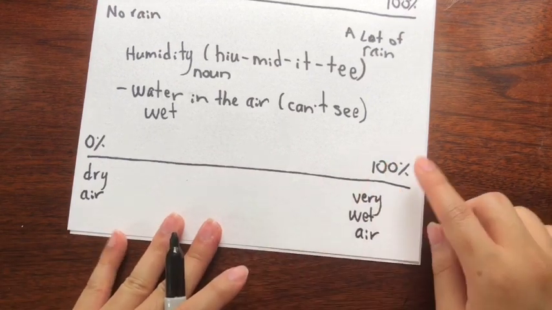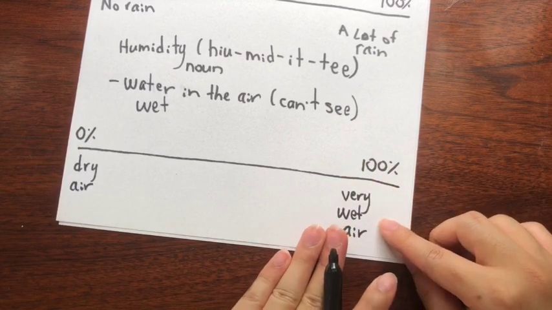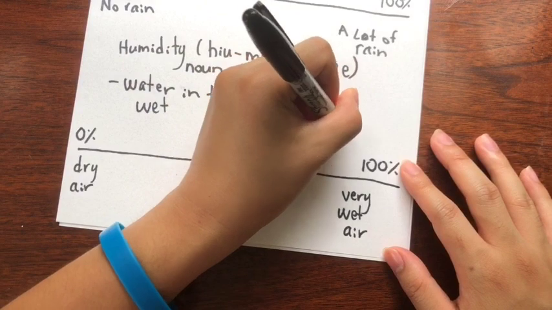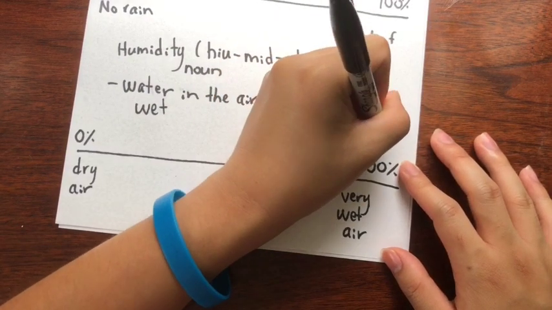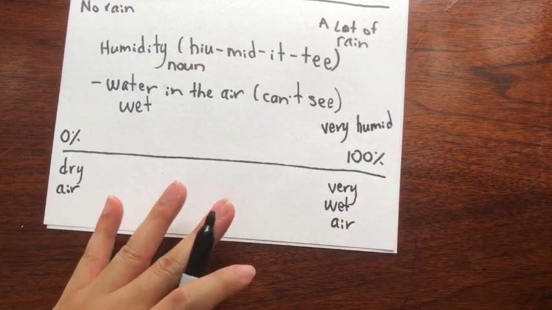There's not too much water in the air. But right now we are at 97%, so we are right here. So it's very, very humid. The air is very wet.